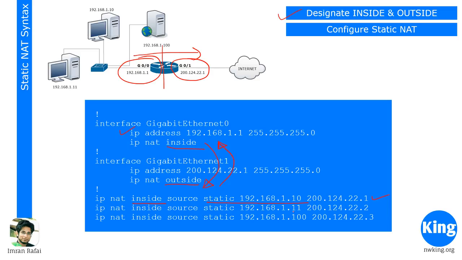Similarly, we're telling 1.11 should go to 22.2. Second translation, 1.100 should go to 22.3. That's your third translation. So we are translating every IP address, right? You're manually, statically configuring those. That's why it's called static NAT.